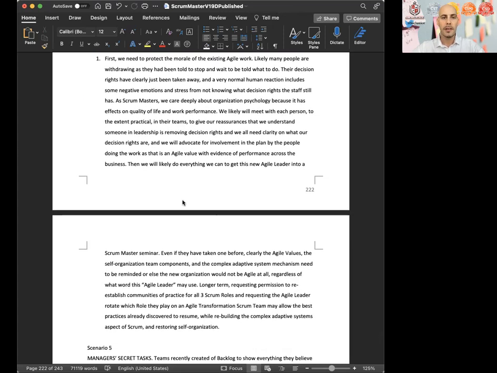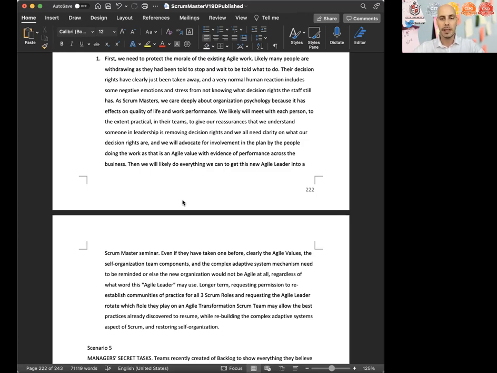1, first, we need to protect the morale of the existing Agile work. Likely many people are withdrawing as they had been told to stop and wait to be told what to do. Their decision rights have clearly just been taken away, and a very normal human reaction includes some negative emotions and stress from not knowing what decision rights the staff still has. As Scrum Masters, we care deeply about organizational psychology because it has effect on quality of life and work performance.